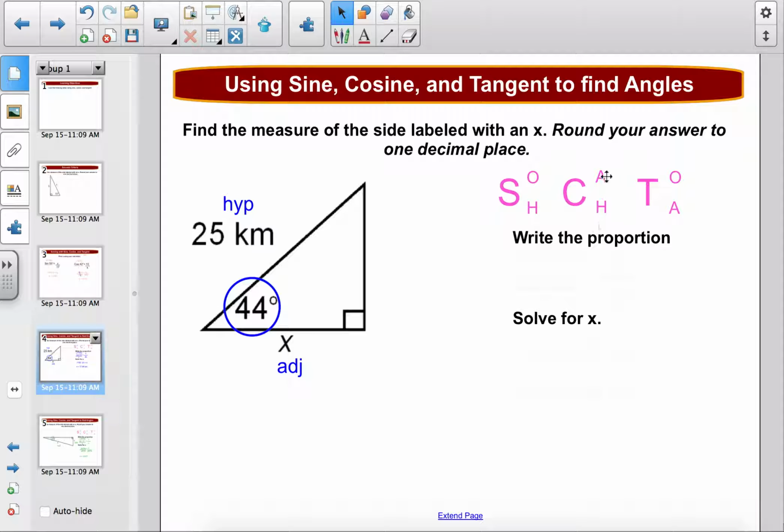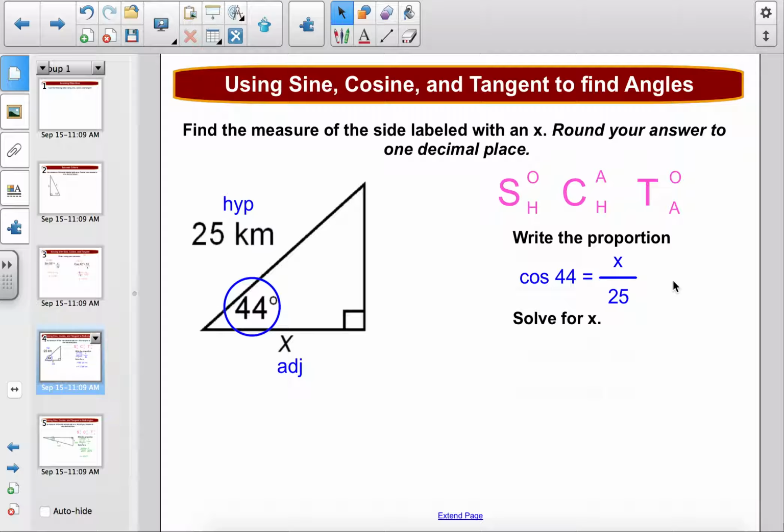Well, that's the cosine because it has adjacent and hypotenuse, A and H. So I'm going to do the cosine of 44. The reason it's 44 is because you always put the degree sign next to the cosine. So cosine of 44 is, in order, adjacent divided by hypotenuse. Adjacent is x, hypotenuse is 25. So that is my equation.